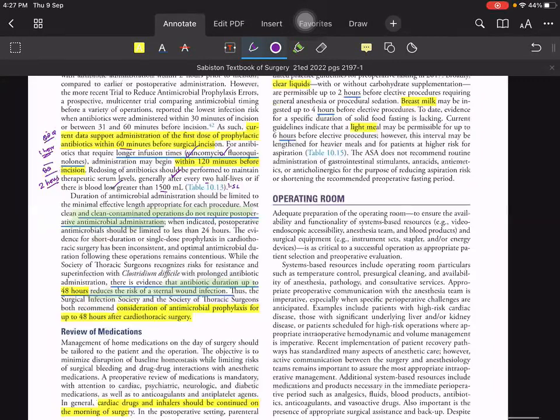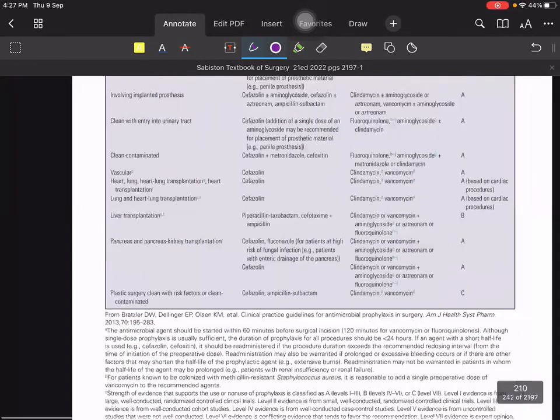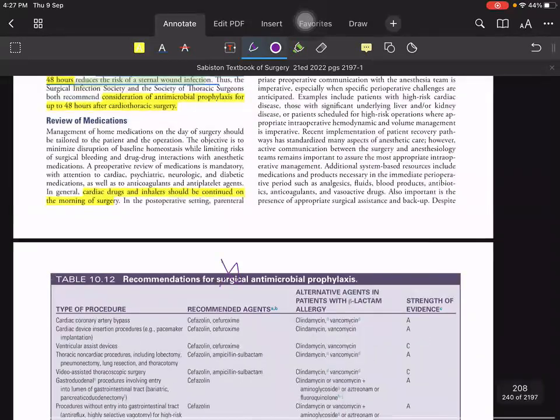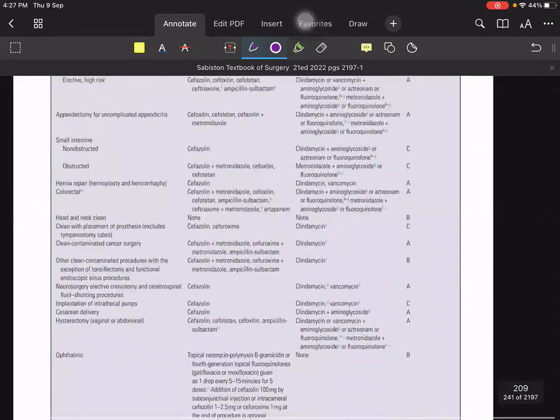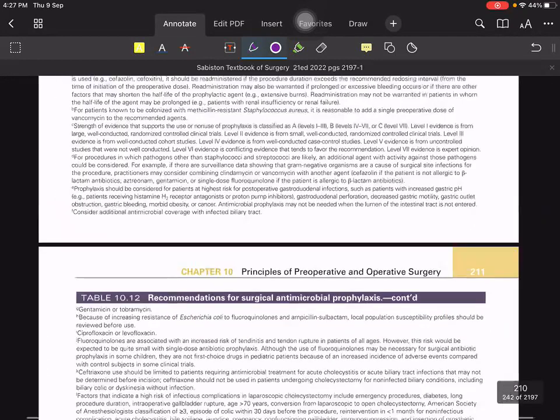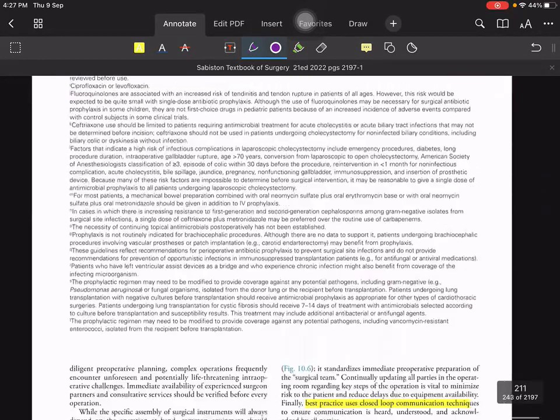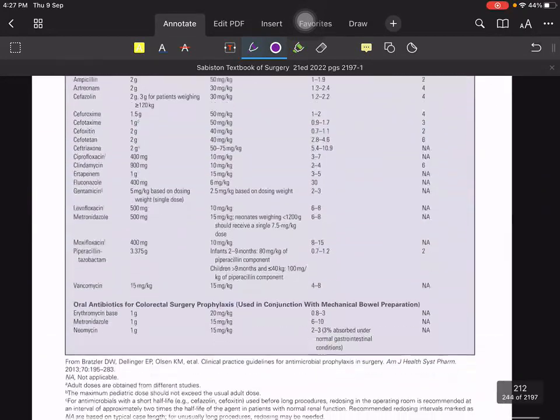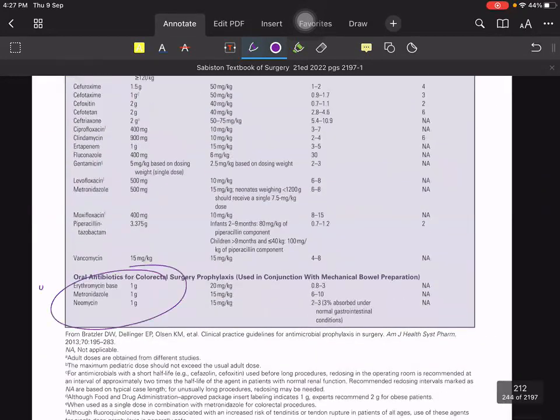A separate table column is there for this. No need to read these recommendations and all, I think it's a waste of time. If you want to read, you can read this. These 3 they can ask us as MCQ.